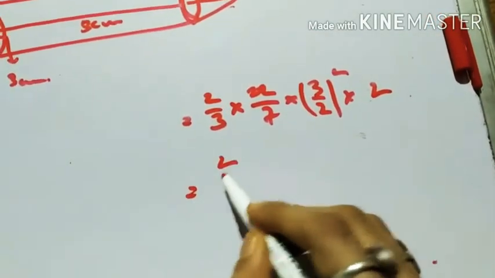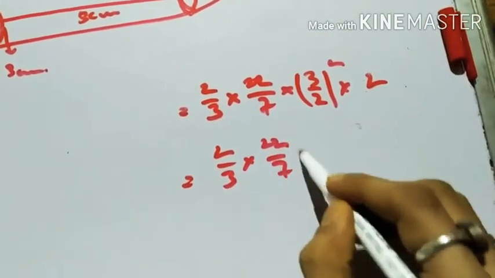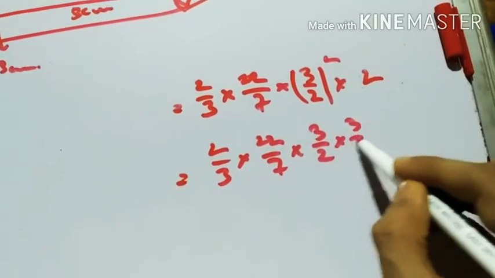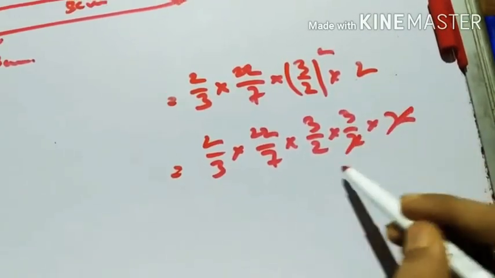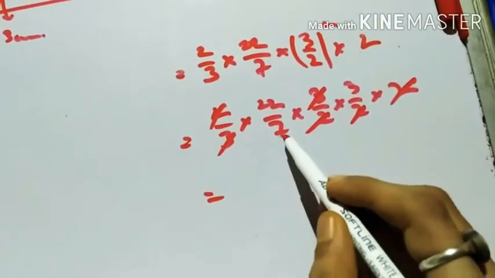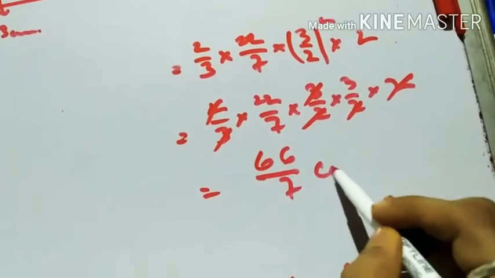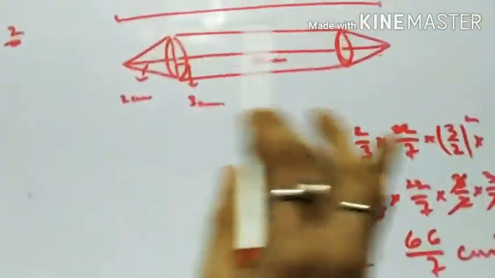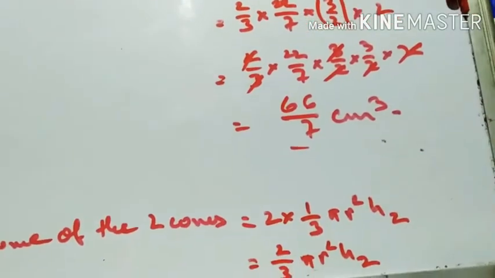So it is equals to 2 by 3 into 22 by 7 into 3 by 2 into 3 by 2 into 2. The 2s cancel, the 3 cancels, and I will get 66 by 7 centimeter cube. Okay, the volume of these two cones is 66 by 7 centimeter cube.